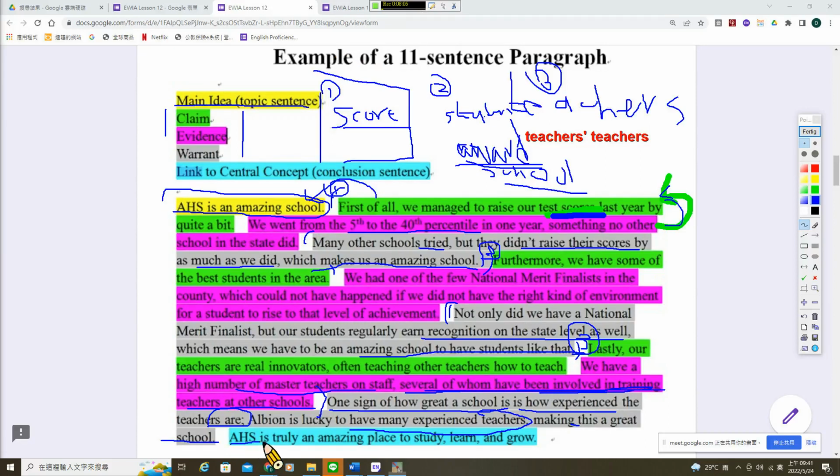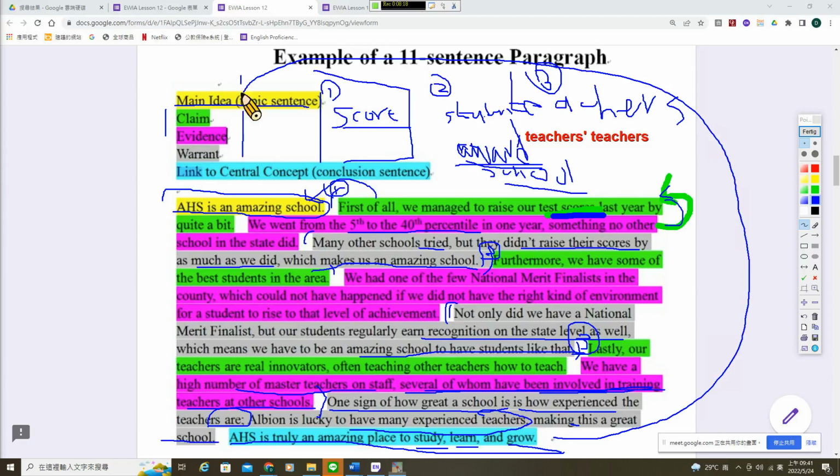So basically this is the conclusion. AHS is truly an amazing place to study, learn, and grow. So this is a reflection, a link to the main idea. Okay, so this is what we talk about, the 11-sentence paragraph structure. Okay, I'll give you 5 minutes to go over the structure by yourself.